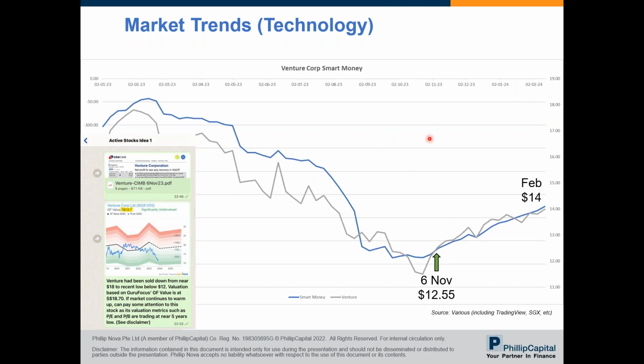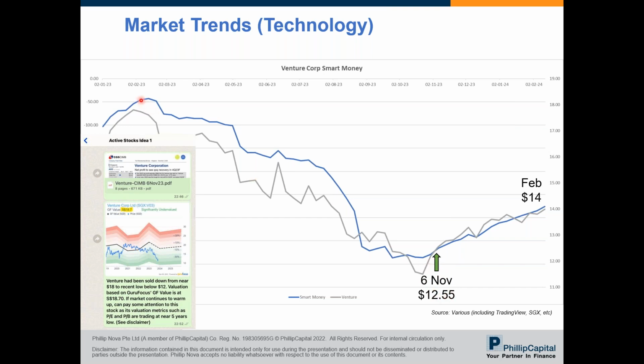Okay, this first chart is the smart money chart of Venture Corp. Inside the chart, you will see a WhatsApp message that I sent to my client. This is also part of my service to my clients, to alert them to certain investment ideas. The WhatsApp was sent to my client on 6th of November when Venture was trading at around $12.50.